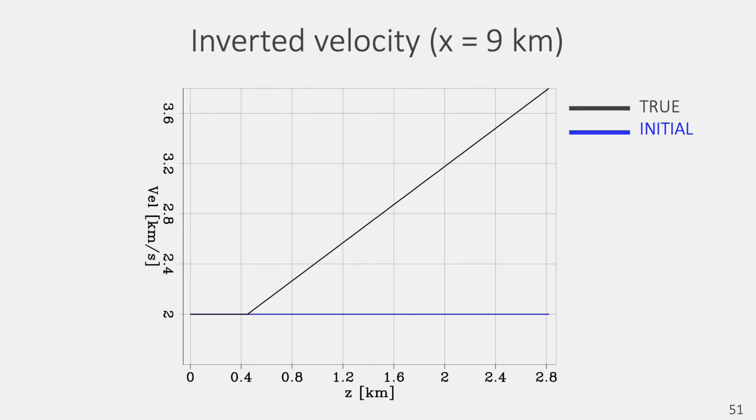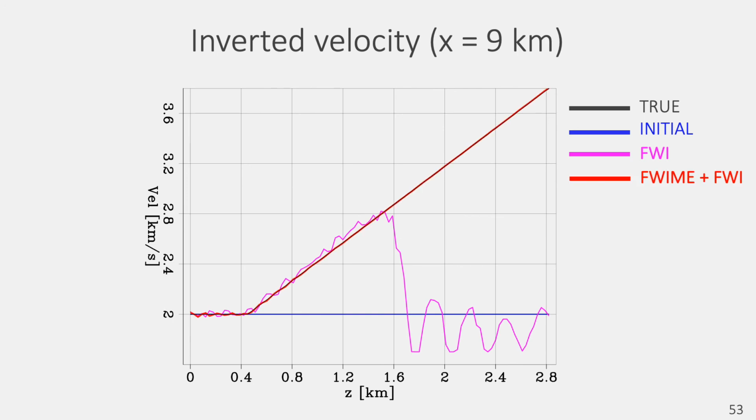This shows the velocity profiles of the true and initial models extracted at x equals 9 kilometers. The pink curve shows the conventional FWI inverted model, and here the red curve shows the profile extracted from the inverted model computed by FWME and followed by FWI. It shows an excellent match with the true solution.